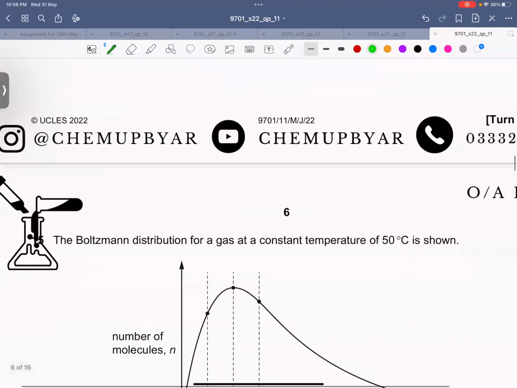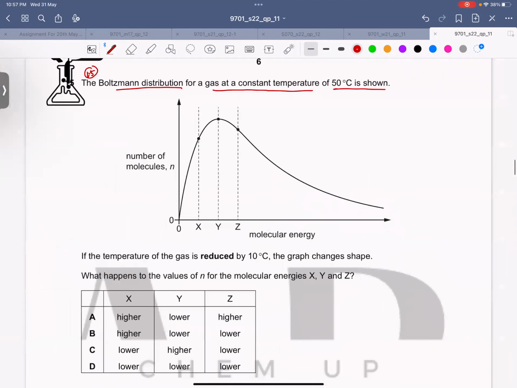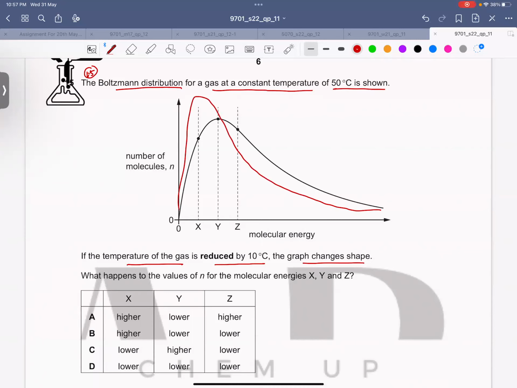Now question number 15. The Boltzmann distribution for a gas at a constant temperature of 50 degrees Celsius is shown. If the temperature of the gas is reduced by 10 degrees Celsius, the graph changes shape. Okay. Obviously, if you recall, when we decrease the temperature by 10 degrees Celsius, the graph shape changes in this way. What happens to the values of N for the molecular energies X, Y, and Z? So you get a better idea.